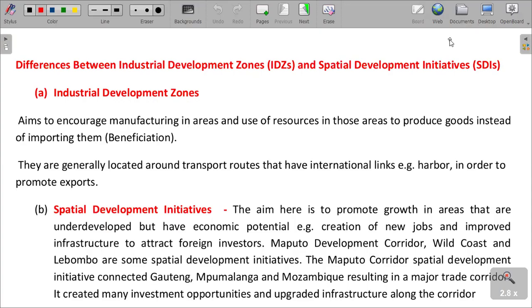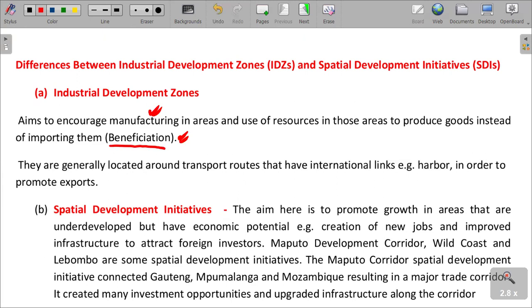So, industrial development zones, we said these were development strategies which aim to encourage manufacturing in areas, using the resources in those areas to produce goods instead of importing them. So we said that it is beneficiation. Now, what is important is that government has to come up with strategies to identify places with resources that are unexploited and also areas that are underdeveloped.